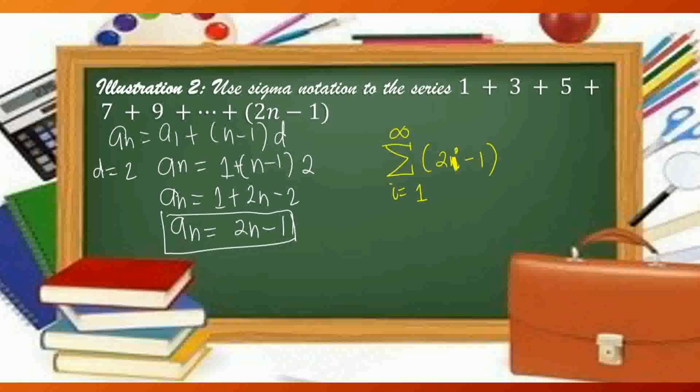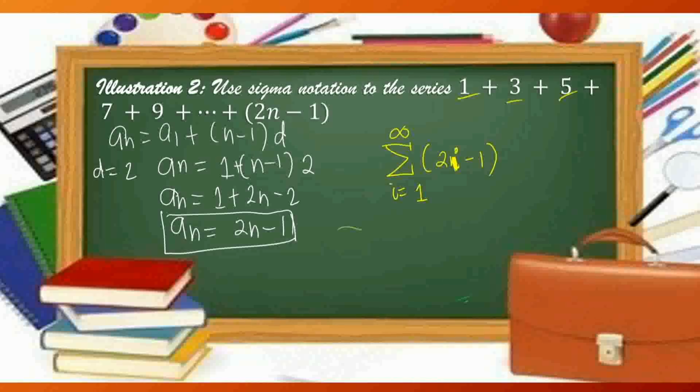So if i is equal to 1, 2 times 1 minus 1 is equal to 1. If i is equal to 2, 2 times 2 is 4 minus 1 is 3. And if i is equal to 3, 2 times 3 is 6 minus 1 is 5.